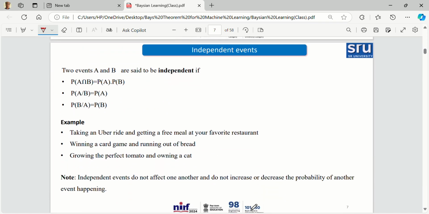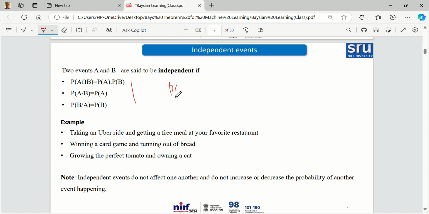Independent events: two events A and B are said to be independent if probability of A intersection B is equal to probability of A into probability of B. Probability of A given B is equal to probability of A, and probability of B given A is equal to probability of B. If both are independent, I am giving one example.